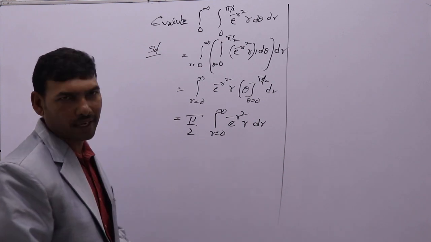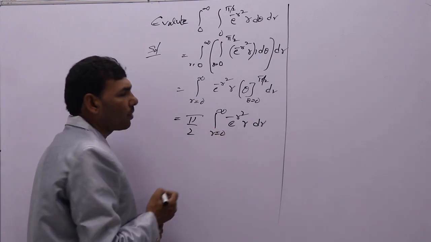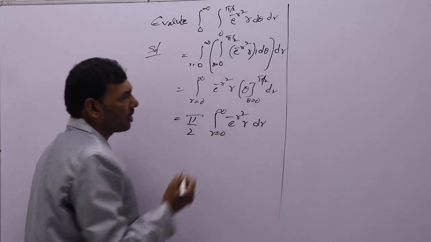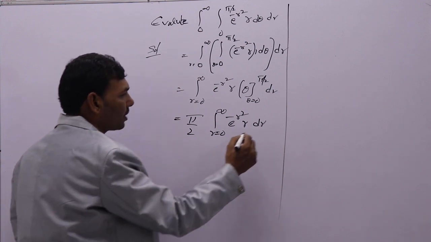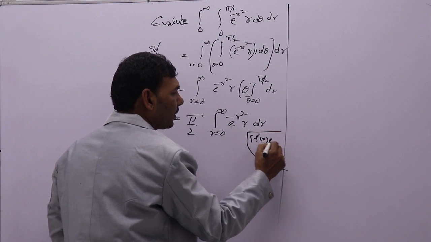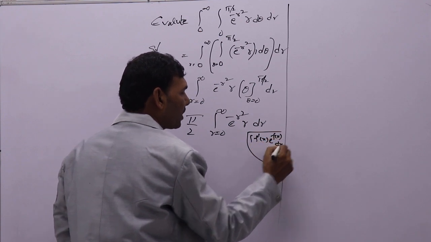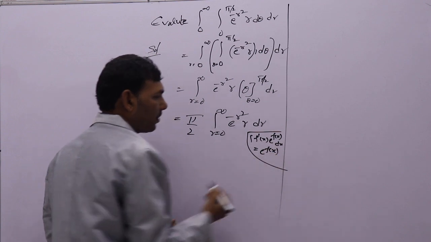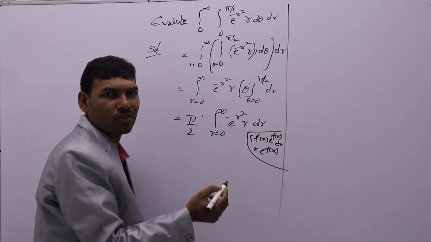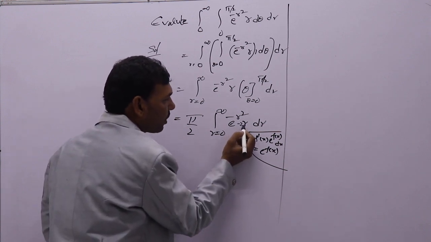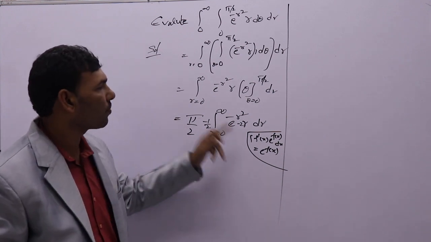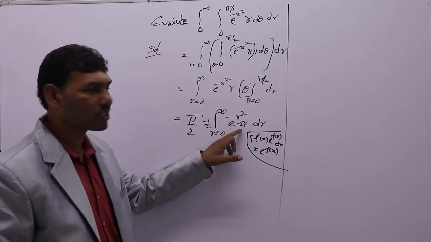To evaluate this, we have to integrate it. If we have the differentiation of this term here, then we can use one formula: integral f dash of x into e power f of x dx equals e power f of x. To apply this formula, what I am doing: the differentiation of minus r square is minus 2r. So I am multiplying this by minus 2 and dividing by minus 2. Next we will apply this formula here. Are you clear, ma? The differentiation of minus r square is minus 2r.